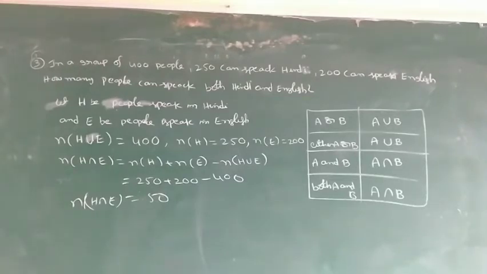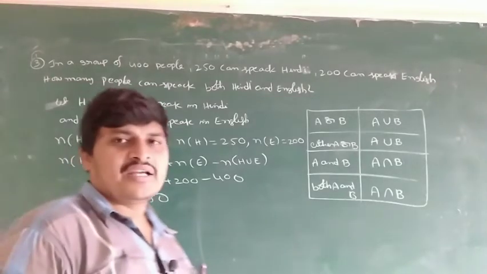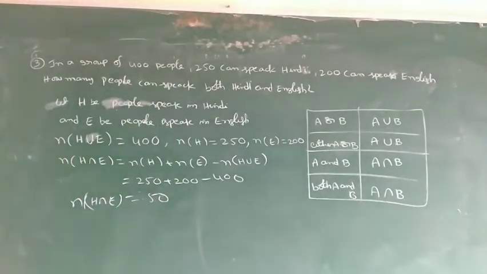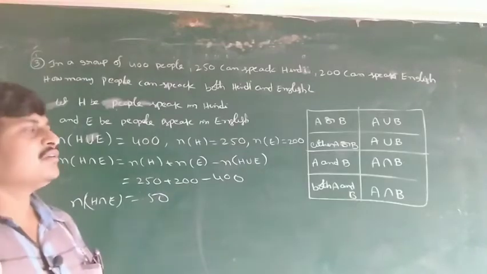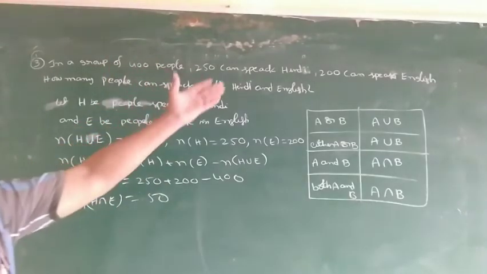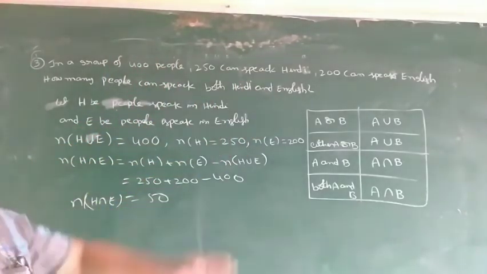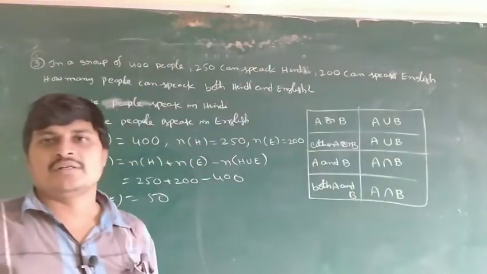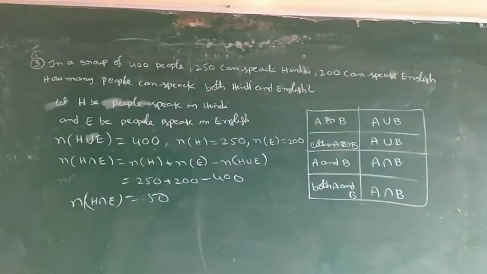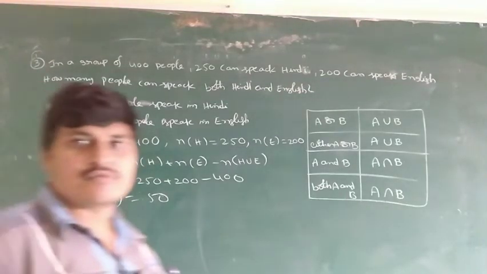Okay, this is the second model. In the first model, the intersection and union are directly given. In this model, members are drinking tea or coffee, speaking English or Hindi, playing cricket or hockey. This type of question is the second model of question. Next.